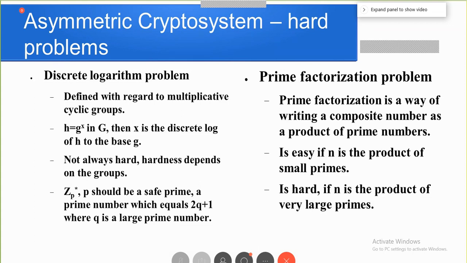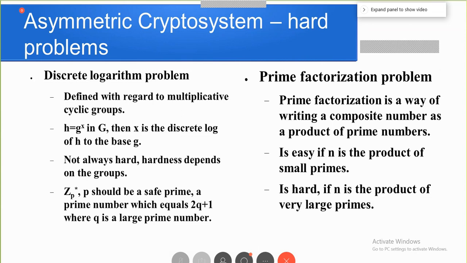Then who all belongs to ZP star? ZP star contains 1 to P minus 1. All elements from 1 to P minus 1 belong to the reduced residue mod P system, because P is prime, and all elements less than P are relatively prime to P. So, in ZP star, the group should be a cyclic group, and P should be a safe prime.